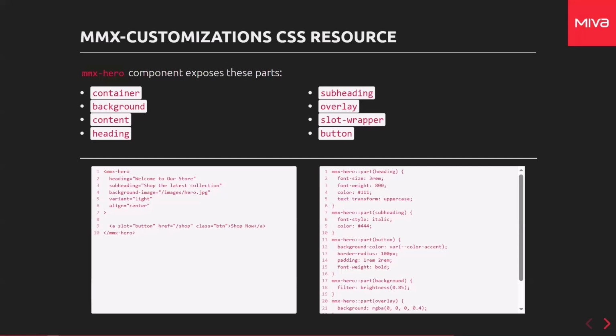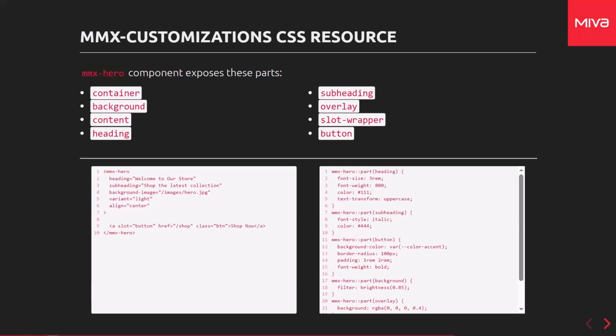So we just learned that the MMX components use the shadow DOM, which encapsulates their internal styles, right? That means traditional CSS selectors like .my-class won't work unless the component intentionally exposes styling. And that's what MMX does by exposing specific internal elements via the part attribute. That lets you style the component from outside the shadow root using the MMX Customization resource.